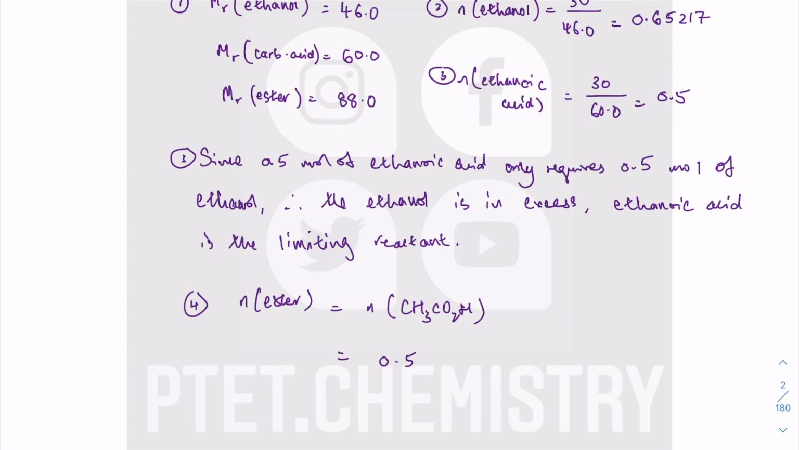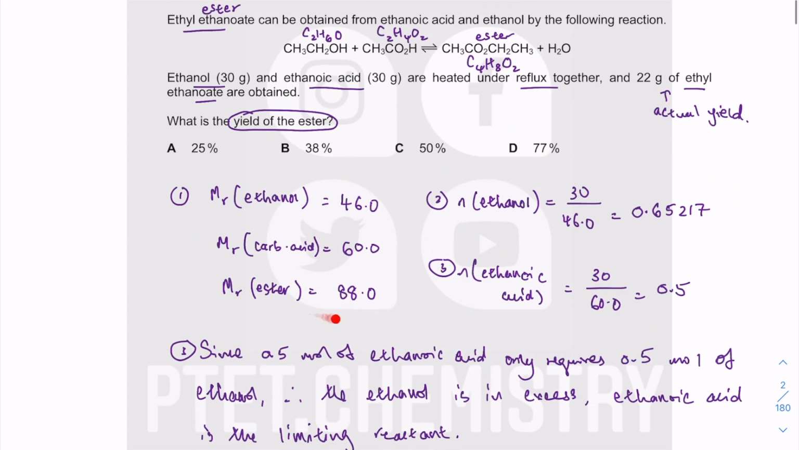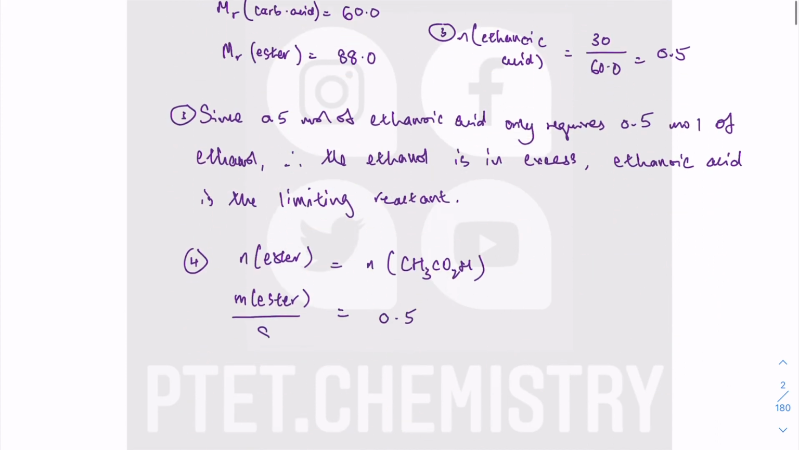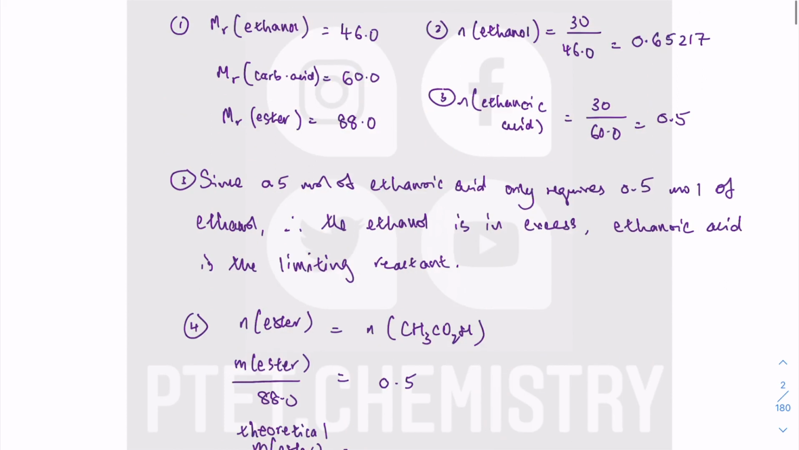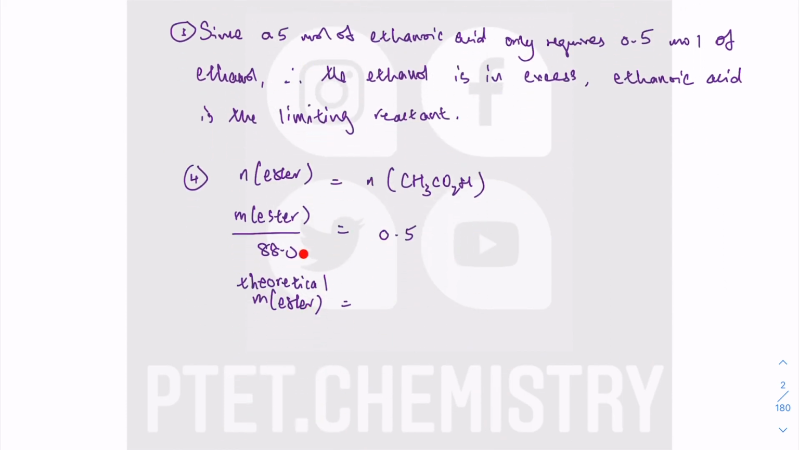So I worked out the mole of the acid being 0.5 already just now. And then I want to know the mass of the ester that actually formed. So mole of ester is mass of ester divided by the molar mass of ester, which I had calculated earlier, which is 88.0. So this is theoretical, because this is assuming 100% reaction. When you assume 100% reaction, 1 mole of this reacts with 1 mole of this to give you 1 mole of this and 1 mole of this, but this is what you actually get. So our job is to find the theoretical mass: 0.5 times 88.0, and you will get 44 gram.